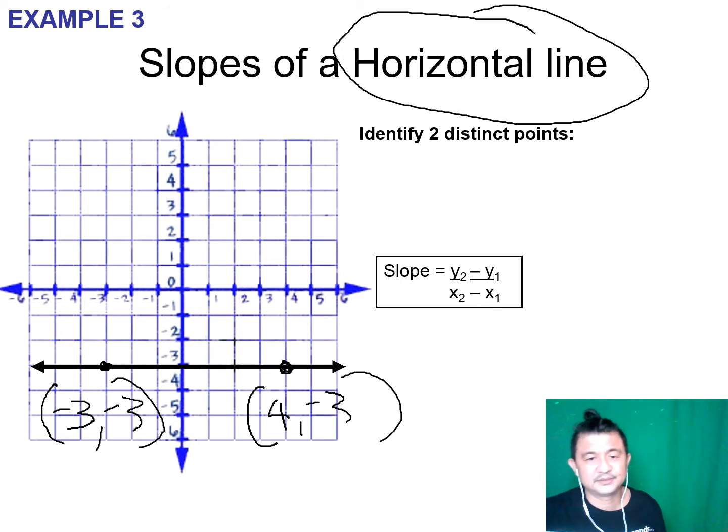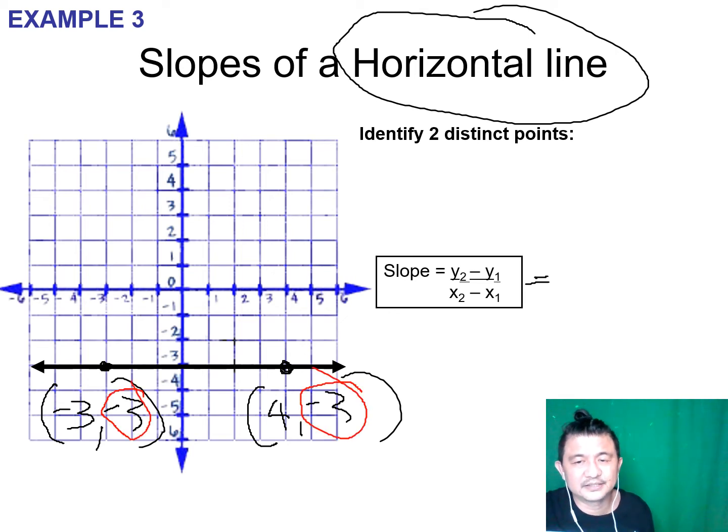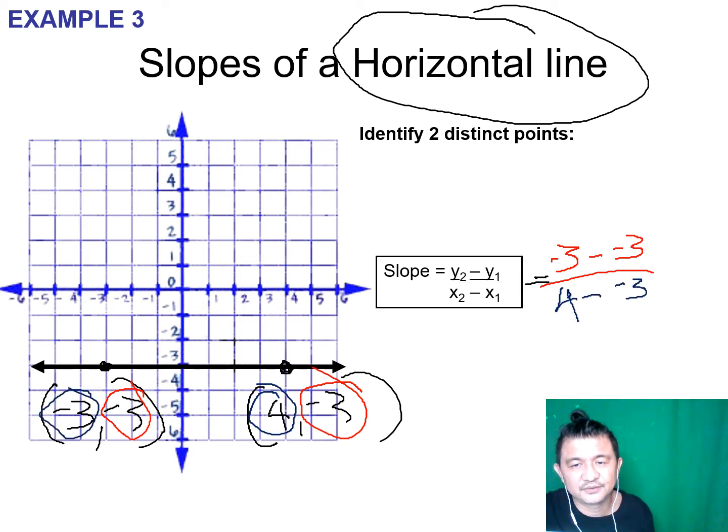Okay, so what's next? So y2 minus y1 over x2 minus x1. Let's use the negative 3 minus the negative 3. Check this out. Negative 3 minus negative 3. And then at the bottom, it's going to be 4 minus negative 3. Okay, let's solve the top. That's going to be keep change opposite. Negative 3 plus 3 cancels out as 0. 0 over 4 plus 3, 4 over 7.